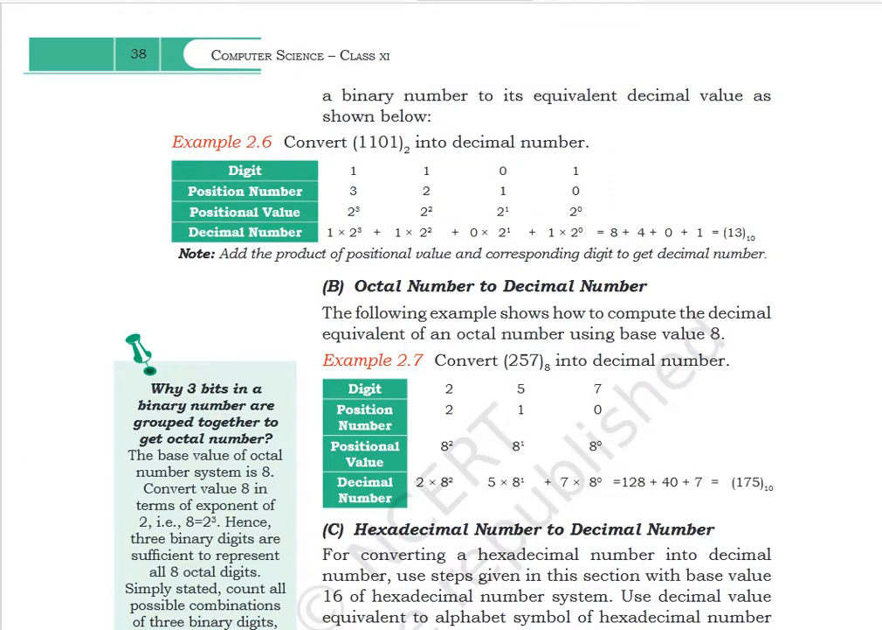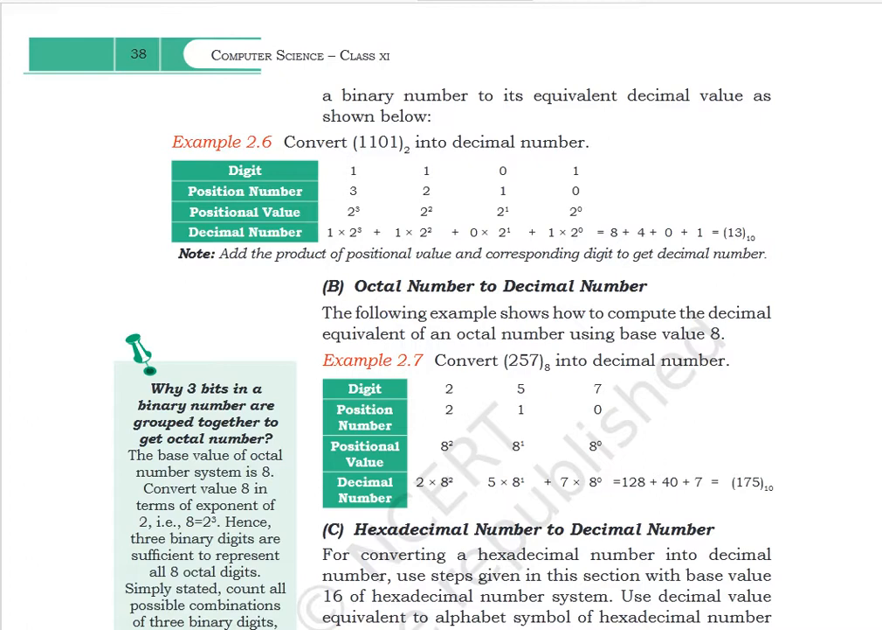This is the easiest way to explain this thing. See, first of all, here is the digit. What is the digit given? 1101. Then the position number. Position number means, what is the position of the rightmost bit? 0, then 1, then 2 and then 3. Now the positional value will be 2 to the power 0, 2 to the power 1, 2 to the power 2 and 2 to the power 3.